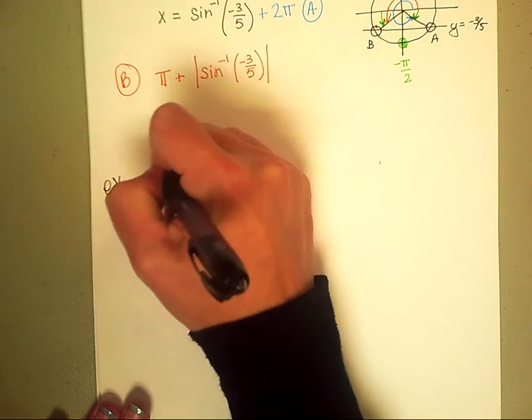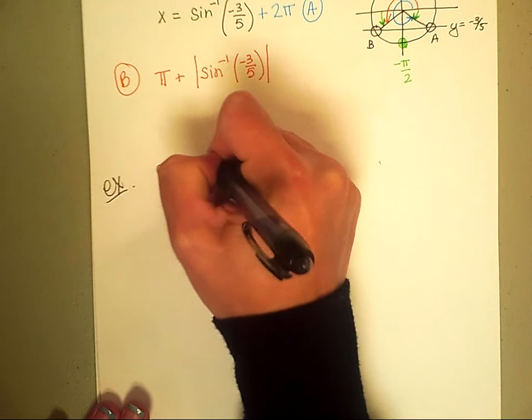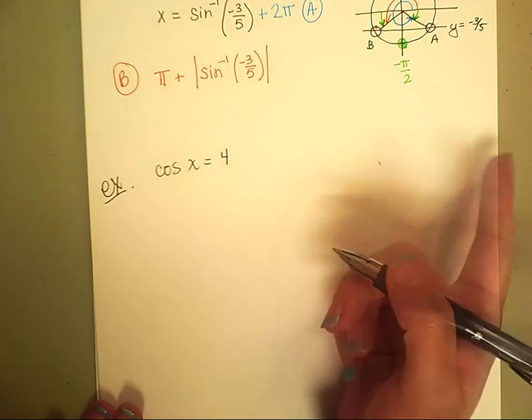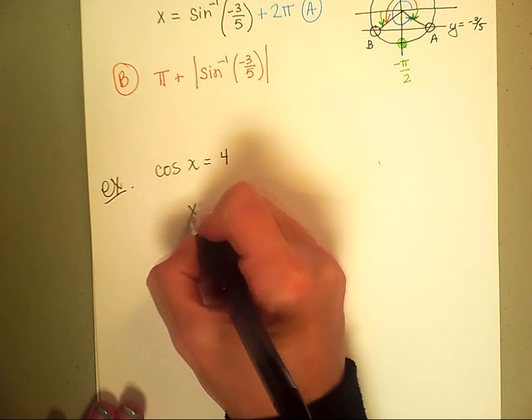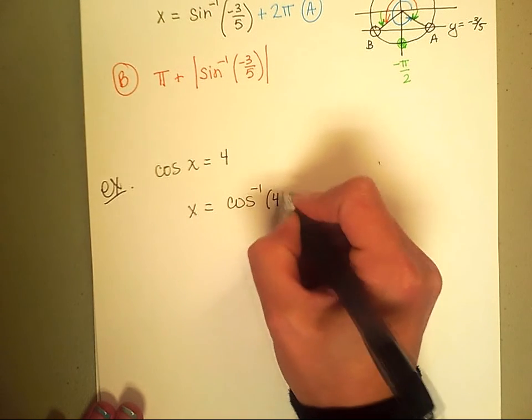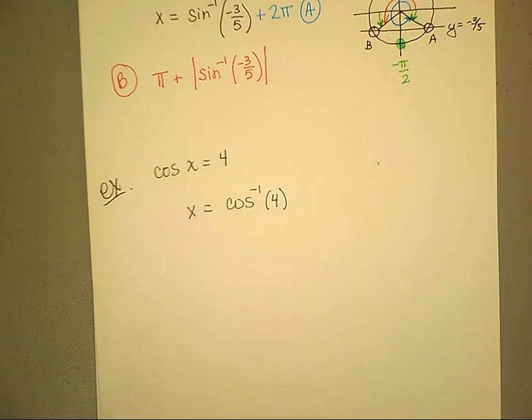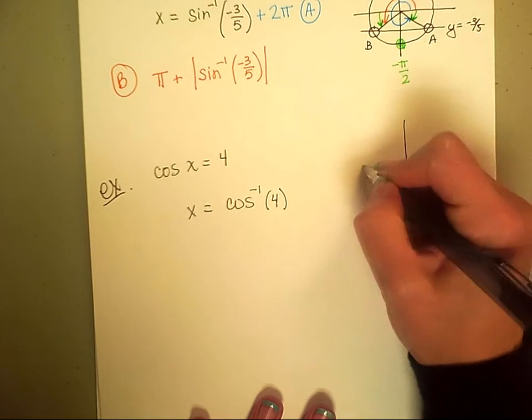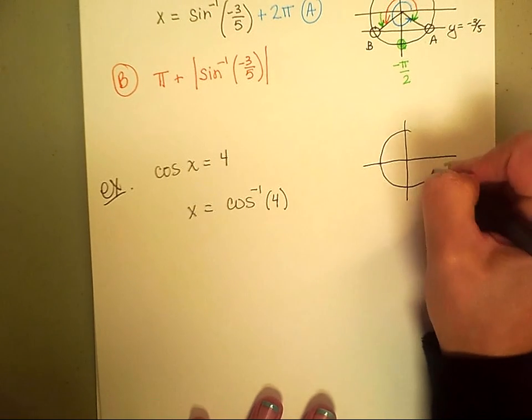Okay, let's try and solve this one. Example: if we have the cosine of x is equal to 4, now we could just proceed through here and say, okay, I'll take the inverse cosine, so x must be equal to the inverse cosine of 4. However, we have to start thinking about whether these angles exist.